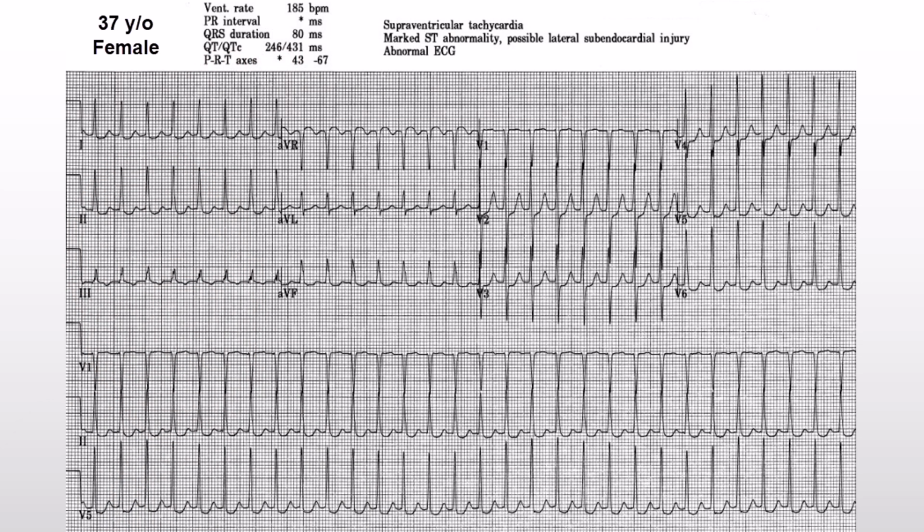Here's a very typical narrow complex tachycardia. This was recorded from a 37-year-old female who presented to the ER with a chief complaint of sudden onset of palpitations. From the measurements performed by the ECG machine, we see that the ventricular rate is 185 beats per minute.